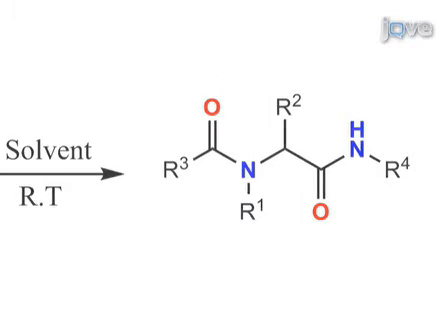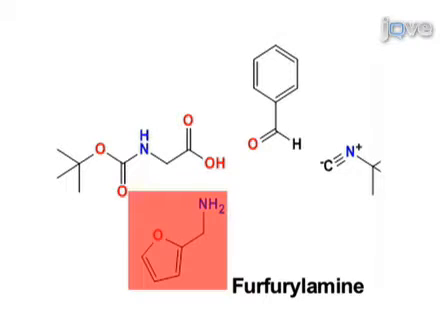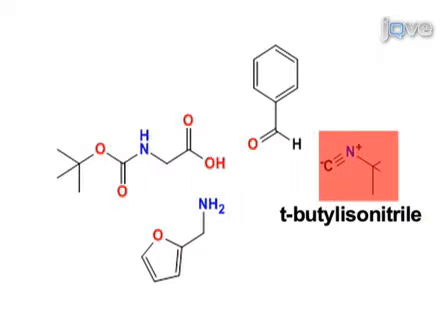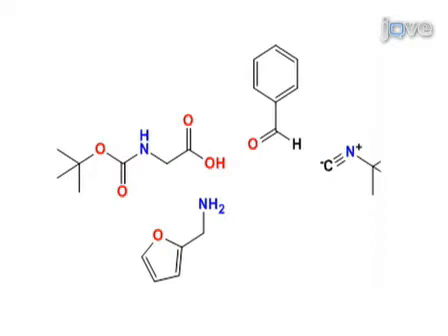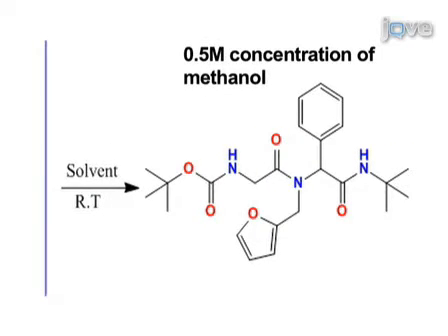The particular Ugi reaction that will be demonstrated here involves the reaction of furfurylamine, benzaldehyde, Boc-glycine, and t-butyl isonitrile. This reaction produces an Ugi product as a precipitate when run at 0.5 molar concentration in methanol.